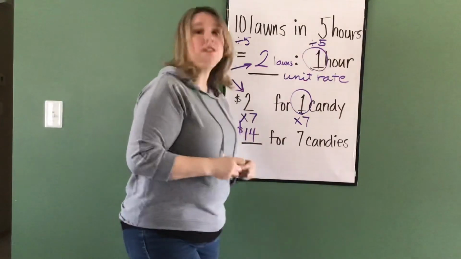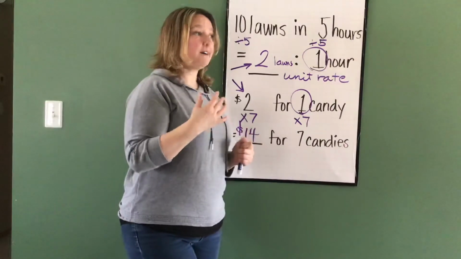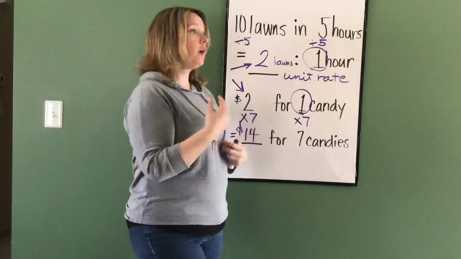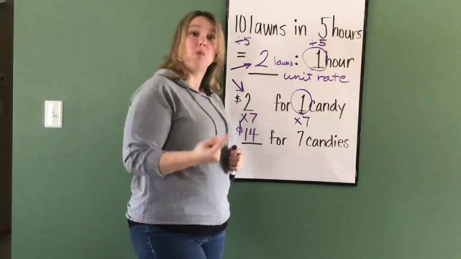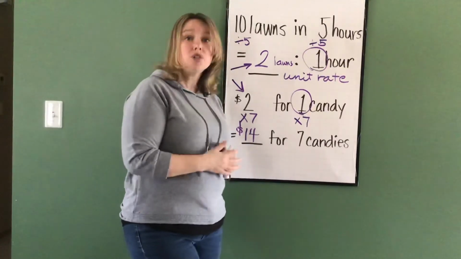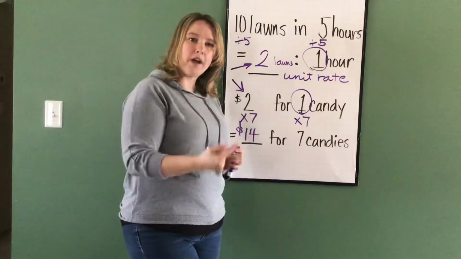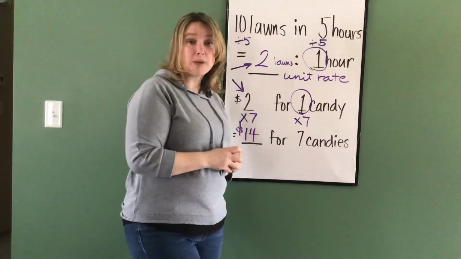Unit rates you see all over the place. Maybe you have $1 for 5 sodas. You have how many beats your heart goes in 1 minute, how fast a car is going to go. You see these all over the place, and when you see it per 1 unit, then it's called a unit rate. So that's our last topic in ratios.